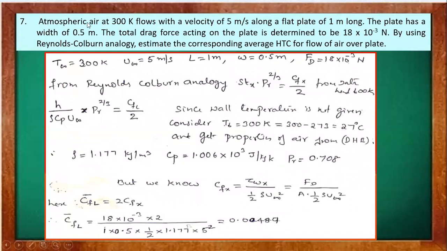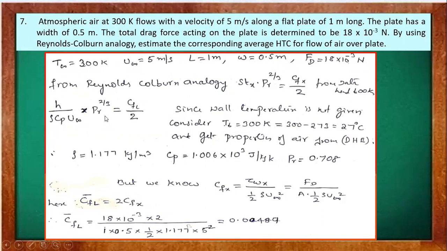Next problem: atmospheric air at 300 Kelvin, which means 27 degrees centigrade, flows with a velocity of 5 meters per second along a flat plate of 1 meter length. The plate is 0.5 meters wide. The total drag force acting is already given here. By the Reynolds-Colburn analogy, estimate the value of the heat transfer coefficient.